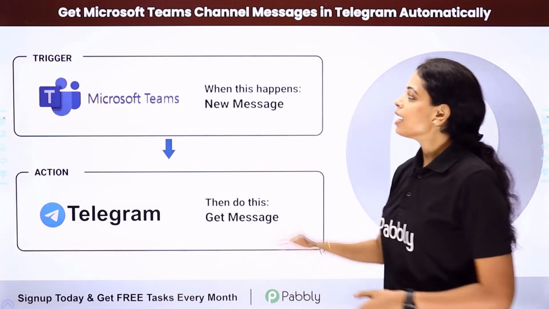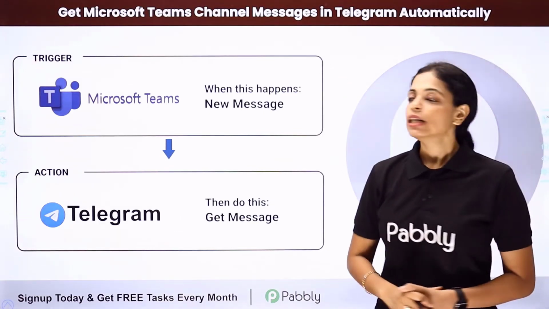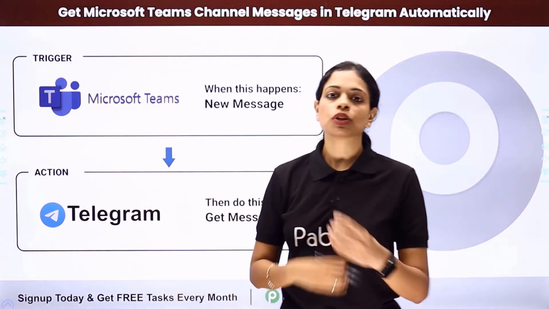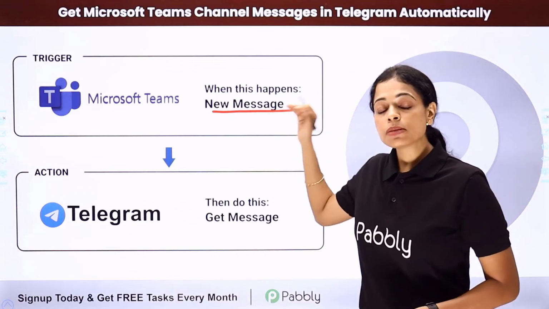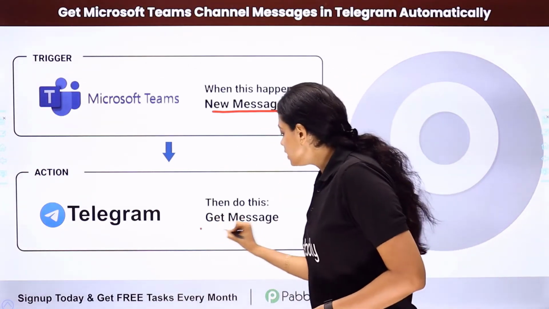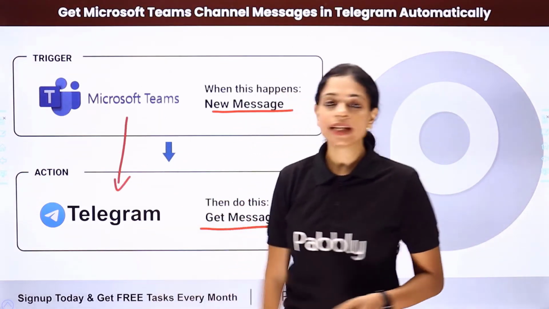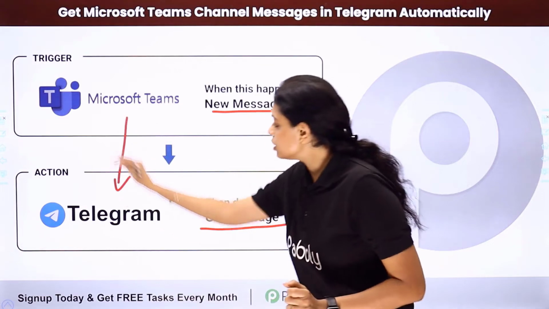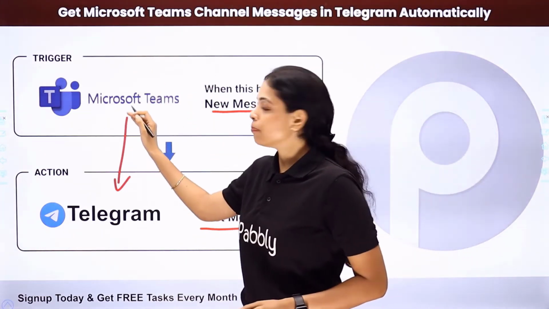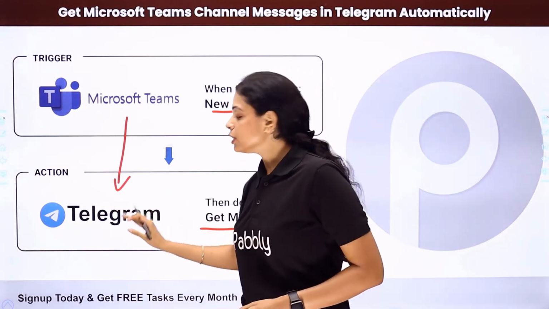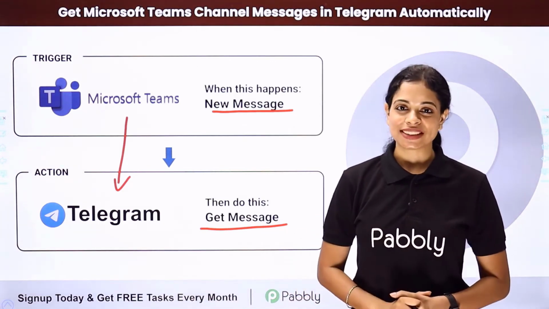In this video, we'll see how to get Microsoft Teams channel messages in Telegram automatically. So let's say you're using Microsoft Teams to communicate with your teams, and every time there's a new message, you want this message to also be shared on Telegram, like to your team. How would you do that? You will have to integrate these two applications, and you can automate this process with the help of Pabbly Connect software. Here, your trigger application would be Microsoft Teams and your action application would be Telegram. Now, let me take you to my screen and show you how exactly you would do this.